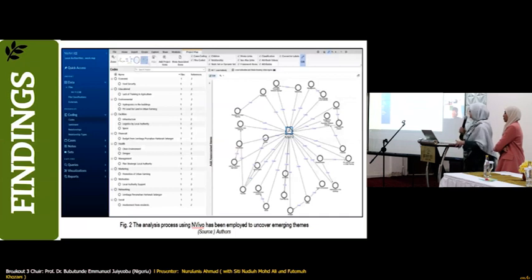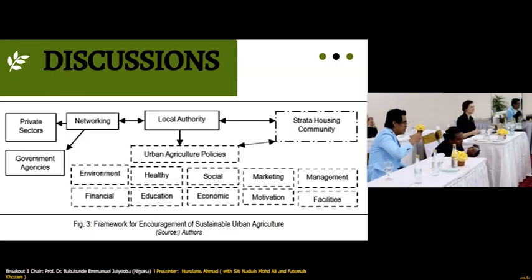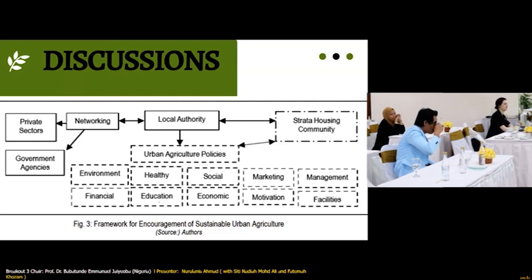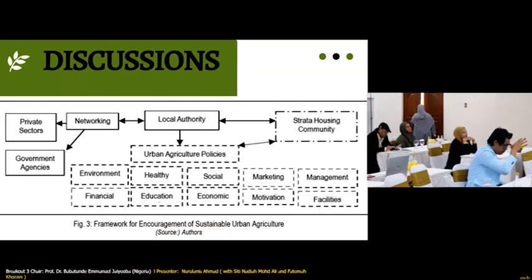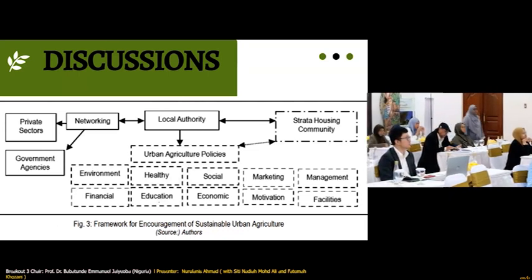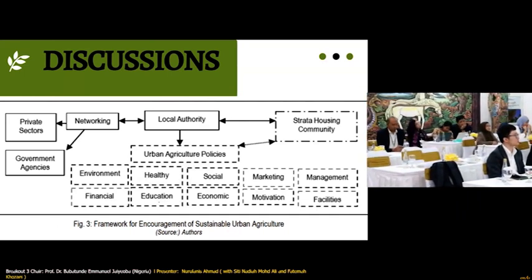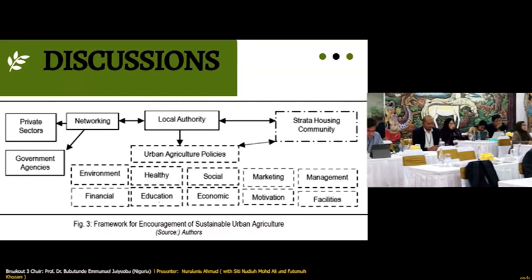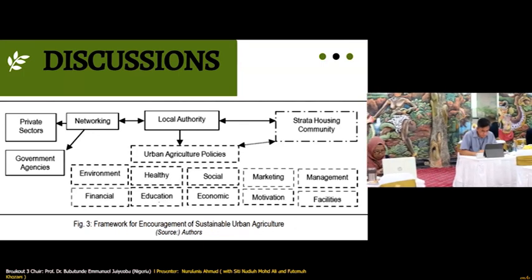Using NVivo to manage the analysis of this research, we organized the urban agriculture themes under 10 themes. We noticed that health, social, education, economic and environmental aspects are not enough to foster urban agriculture in local authorities. There has to be financial strength from the local authority, marketing from the local authority towards the community to encourage them in the urban agriculture process, and also good facilities to develop the urban agriculture environment.